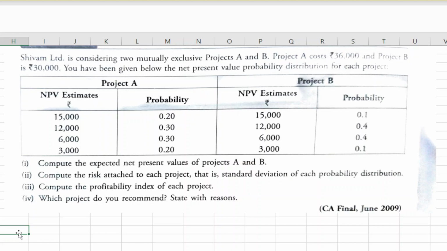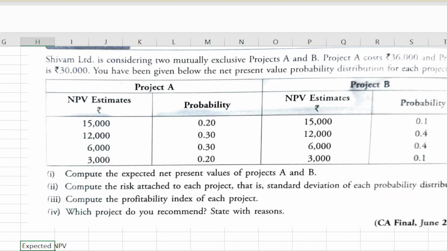Okay, let me write the formula first. Expected NPV. Hope it is visible. Let me check once. Expected NPV. Yes. I will just zoom in. Yeah, I guess now it should be fine. Expected NPV. Correct.